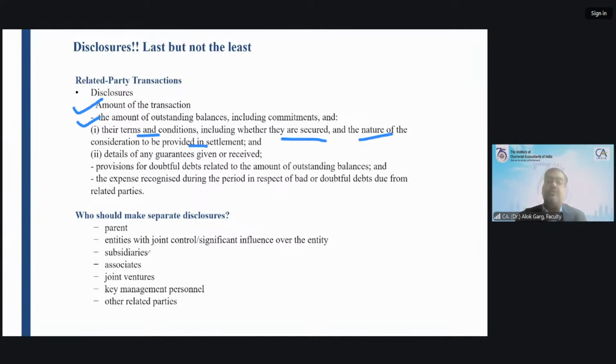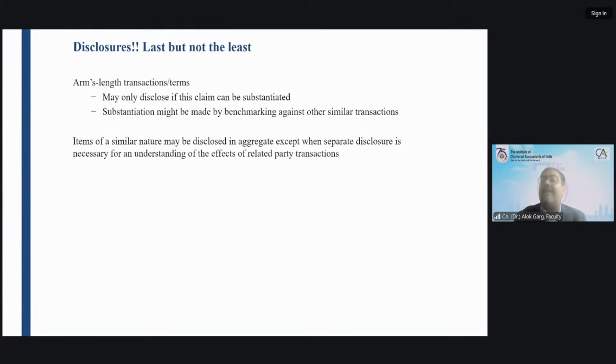to be disclosed. Who should make the separate disclosure? Like parent, entity with joint control, meaning venturer, investor, subsidiary, associate, JVs, KMPs, other related parties. So these categories require separate disclosures. Separate disclosure means you are required to disclose the transaction with the parent separately, with the venturer separately, with the investor separately, with the subsidiary, associate, and JVs separately, KMP separately, and the other related parties. These are the categories, and the transaction has to be on arm's length.